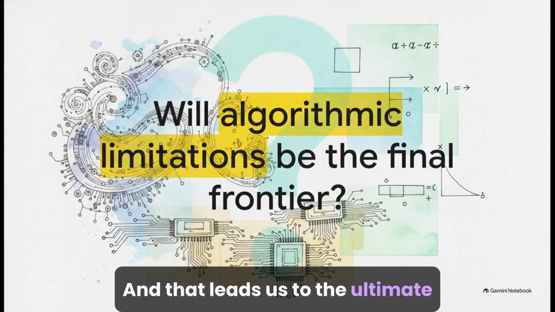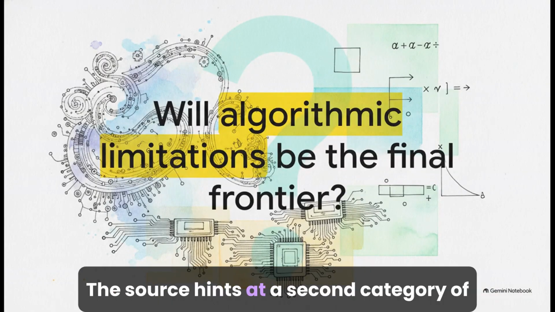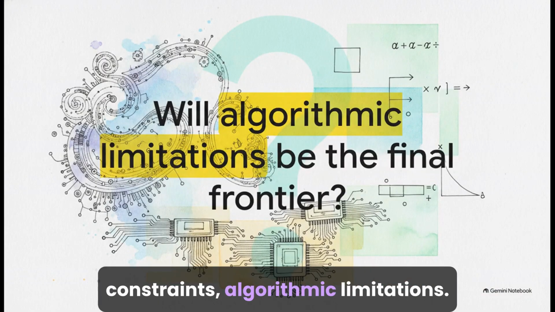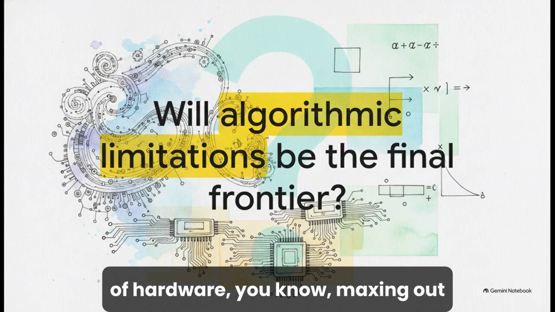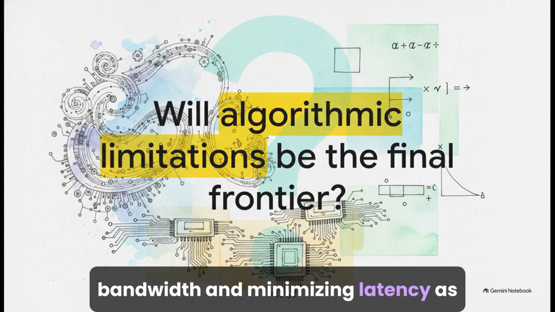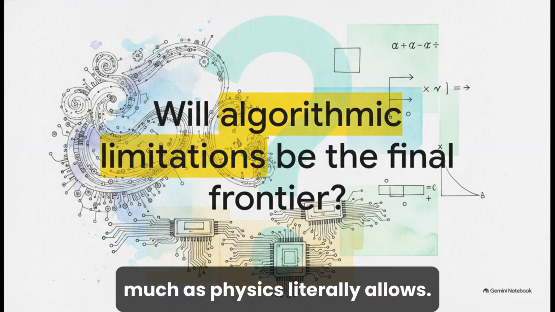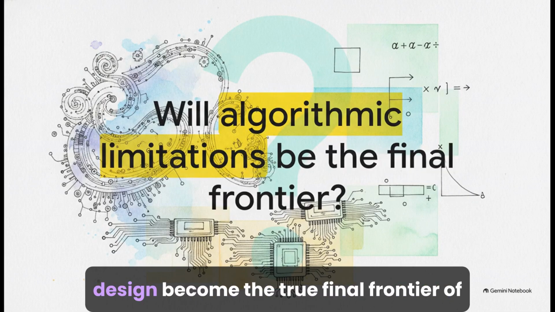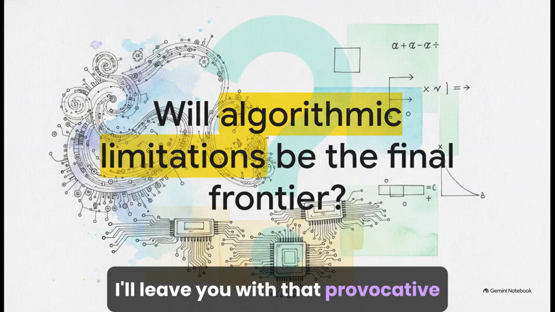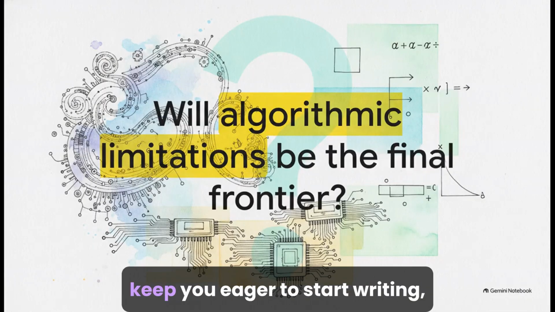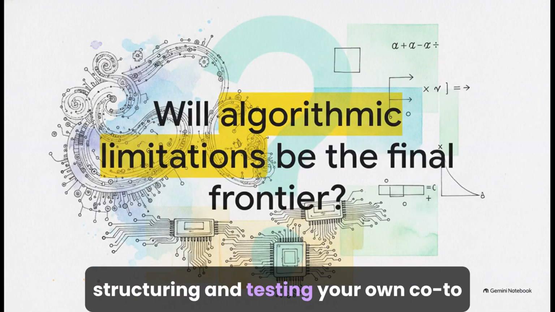And that leads us to the ultimate question. The source hints at a second category of constraints, algorithmic limitations. As we continually hit the physical limits of hardware, maxing out bandwidth and minimizing latency as much as physics literally allows, will the efficiency of the algorithms we design become the true final frontier of parallel computing? I'll leave you with that provocative thought. It's a challenge that should definitely keep you eager to start writing, structuring, and testing your own CUDA code.